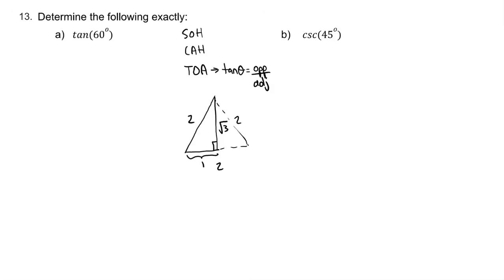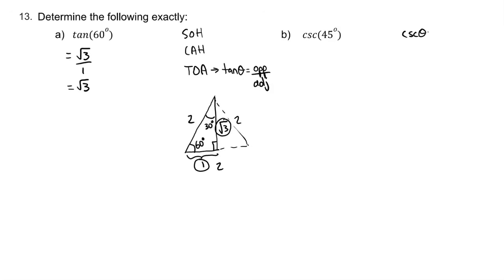So now the 60-degree angle is just above the horizontal there. And that's the angle I'm taking the tan of 60 of. So if I take tan of 60, it's the opposite side, which is root 3, divided by the adjacent side, which is 1. So it just simplifies to root 3 over 1, because anything over 1 is just the same thing. So now we move on to cosecant of 45 degrees.